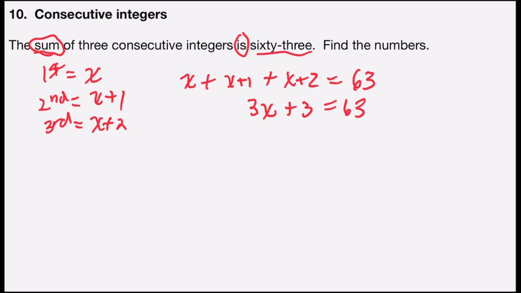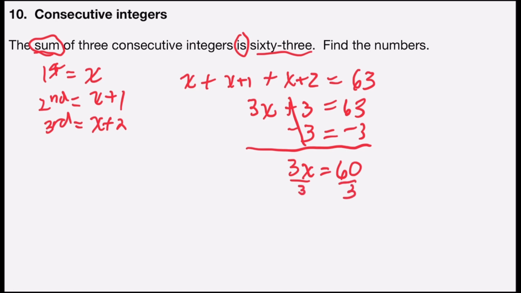And this just becomes a two-step. I'm going to subtract 3 from both sides. 3 minus 3 is 0. 0 plus 3x is 3x. And 63 minus 3 is 60. Now I'll divide by 3 to make my coefficient equal to 1. 3 divided by 3 is 1x, and 60 divided by 3 is 20.